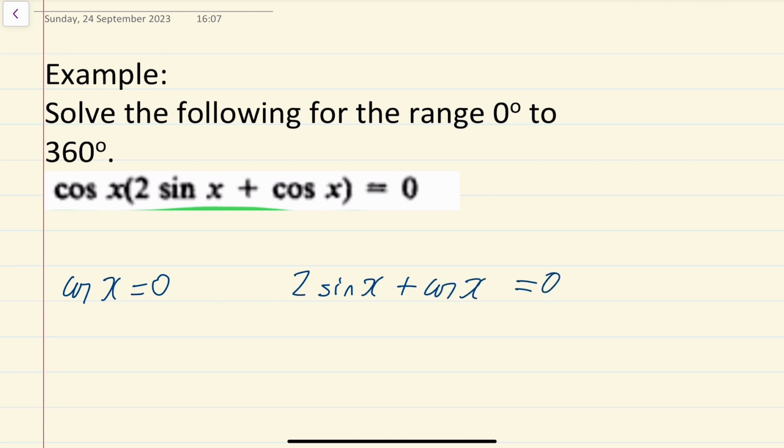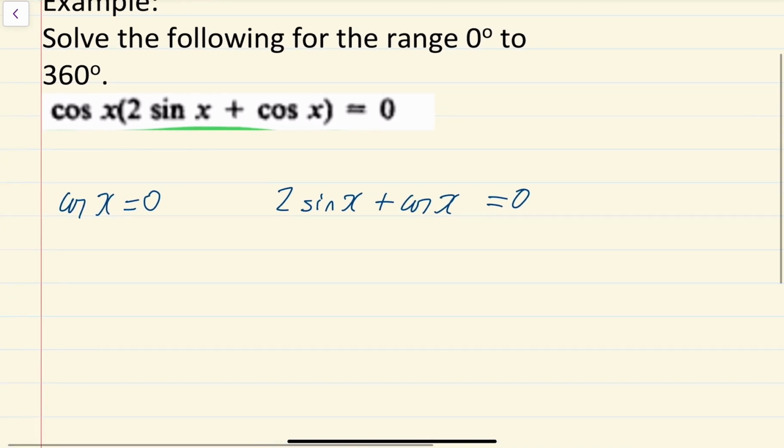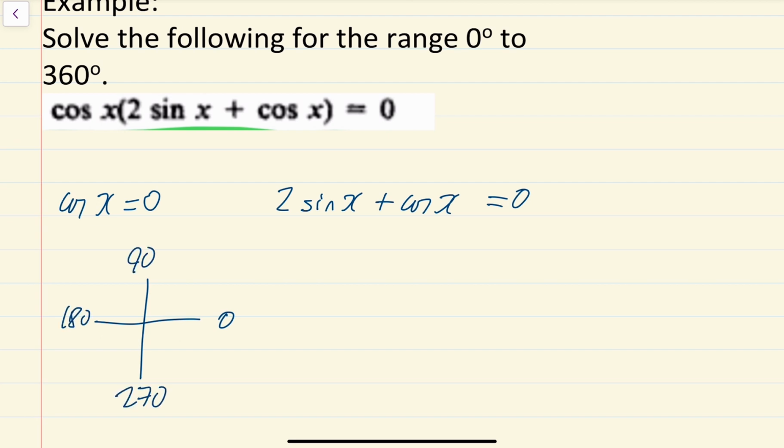Now, if cos x equals 0, think of our range. Our range is from 0 to 360. So 0, 90 degrees, 180 degrees, 270 degrees, and back to 360. So cos of 90 would give you 0. Down in this place as well, cos of 270 would also give you 0. You can check that on your calculator.